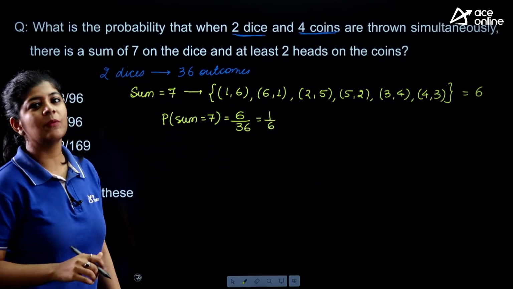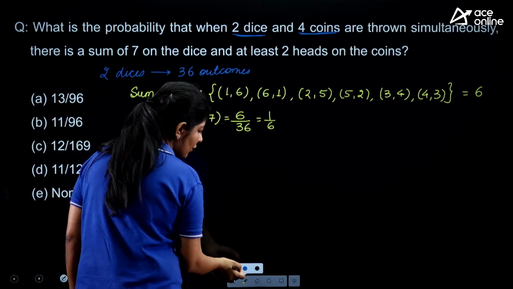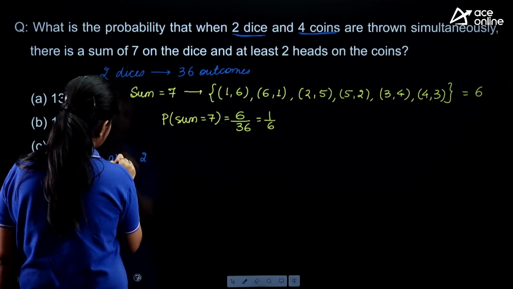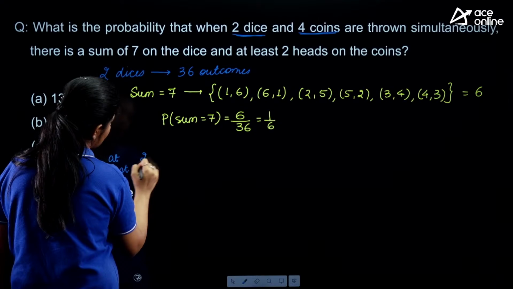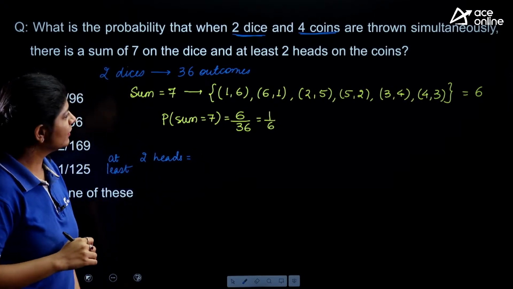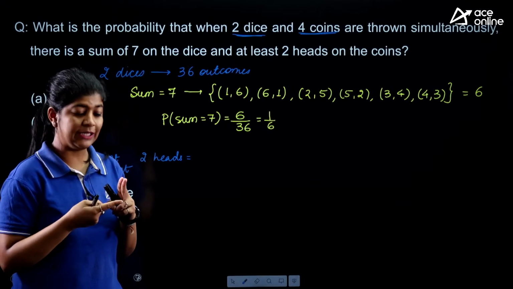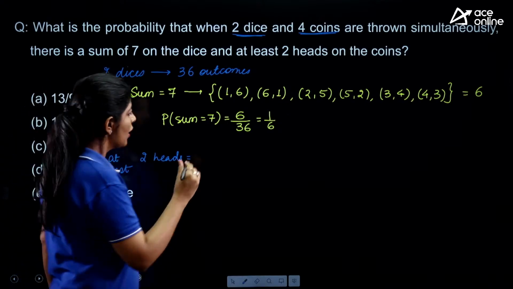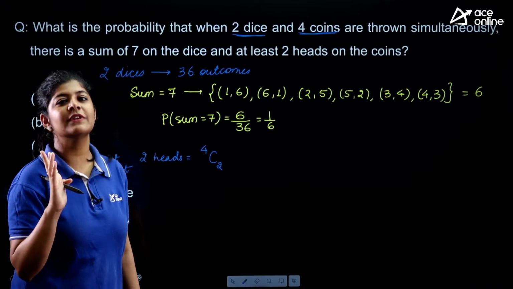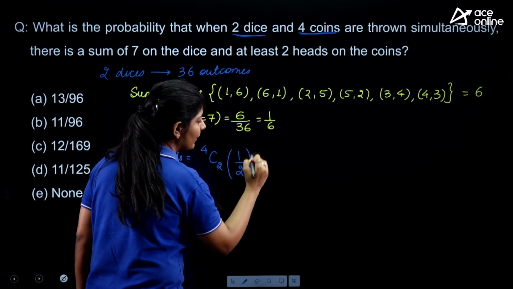But at the same time, I need at least 2 heads, right? Okay. So we are having at least 2 heads. How many coins are we having? We are having a total of 4 coins. And for each coin I have 2 possible outcomes. It is either heads or tails, right? So first, out of 4 coins, I am selecting 2 coins in which I am getting heads. And the probability of getting heads is 1 by 2.